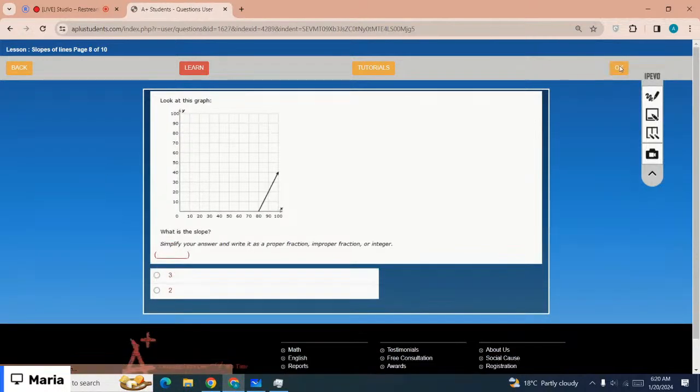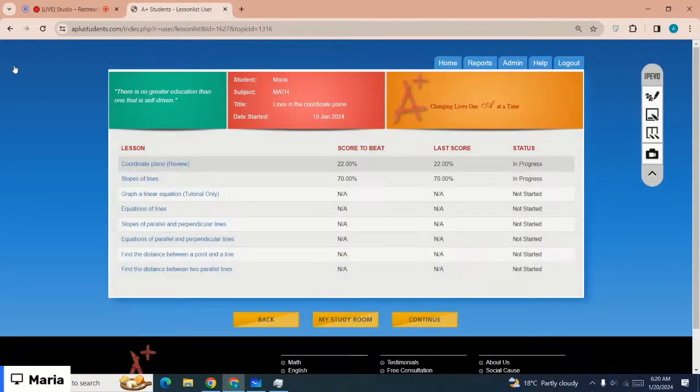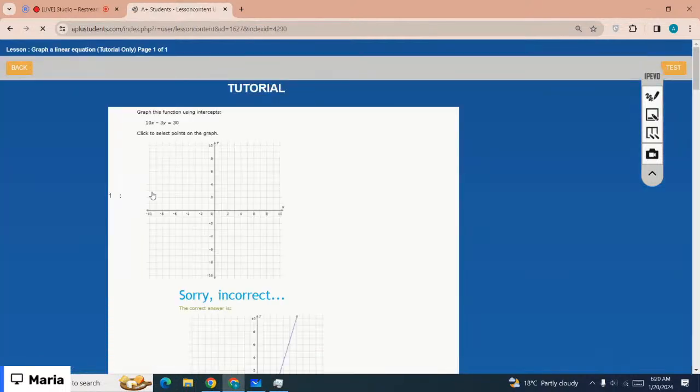Okay, you can complete the lesson by yourself later today. Let me just move on to the next lesson. And the next lesson is graph a linear equation. So you have the tutorial only, but let's just see how we graph. Okay, the first example is graph the function using the intercepts: 10x minus 3y equals 30.